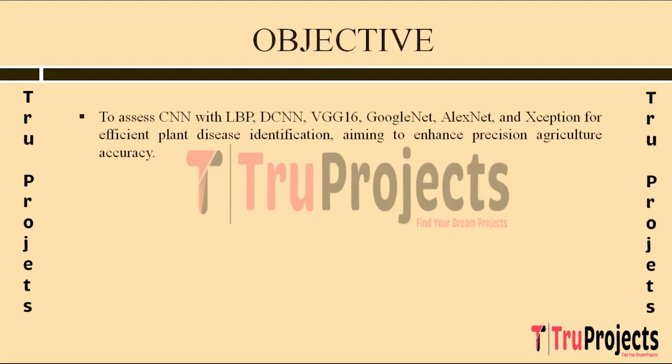Objective of the project. As I mentioned earlier, the primary objective of the project is to implement and evaluate diverse deep learning models, CNN with LBP, DCNN, VGG16, GoogleNet, LXNet, and Xception, to systematically compare their performance in plant disease identification. The goal is to identify the most effective model, enhancing accuracy and operational efficiency in precision agriculture.